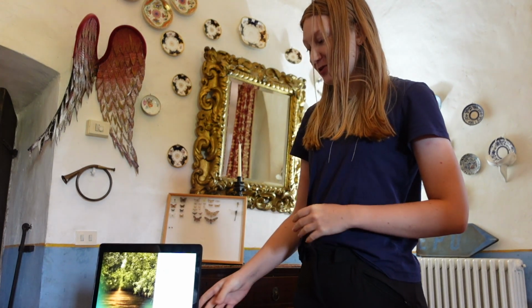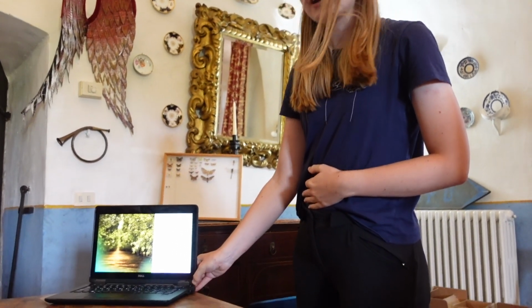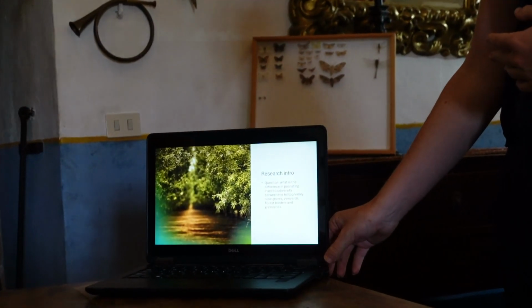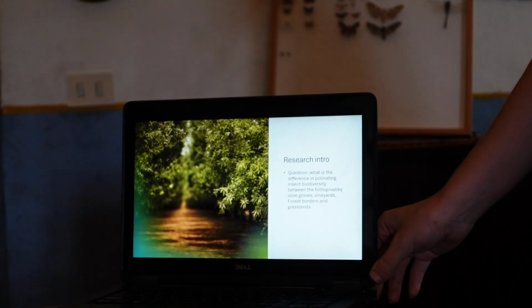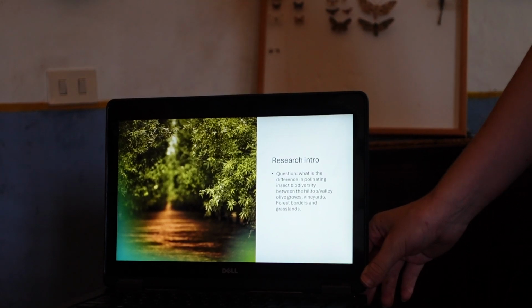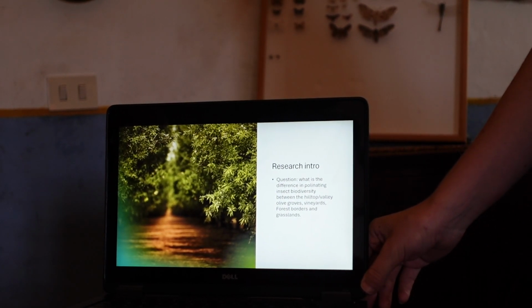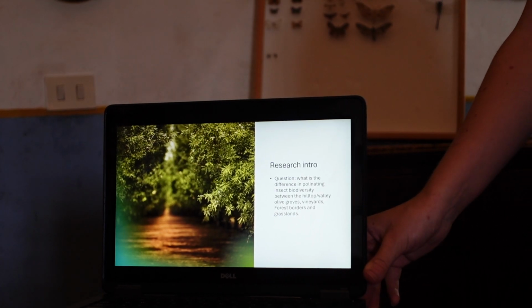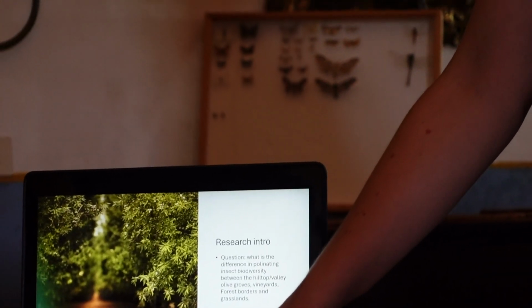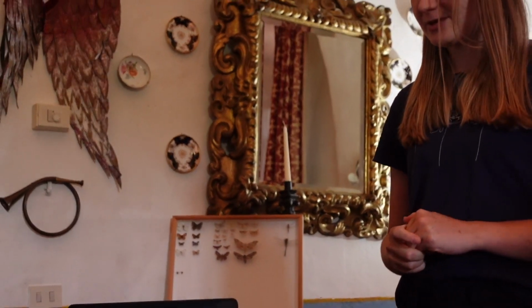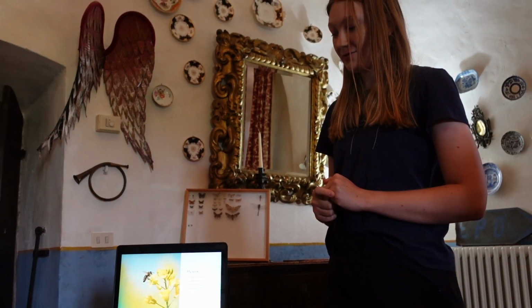My research project was again for the pollinating insects here, and my question was, what is the difference in pollinating insect biodiversity between the hilltop valley olive groves, vineyards, forest borders and grasslands in the area? My work mainly consisted of my field work.